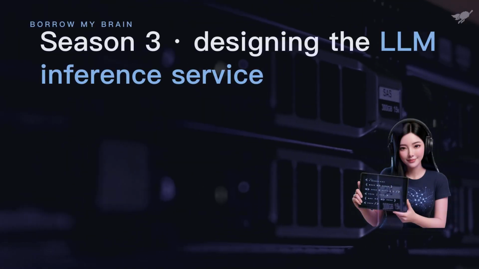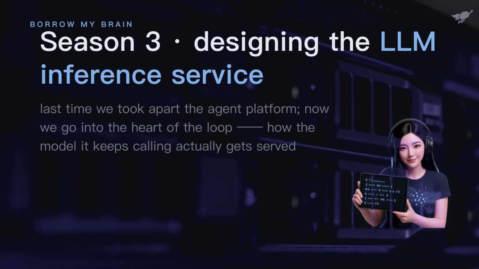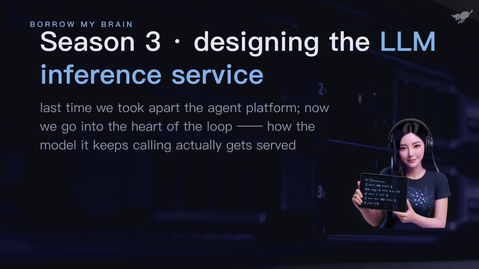Last episode, we took apart the agent platform. Strip away the buzzwords, and it's really just a while loop spinning around a big model, calling it over and over, round after round. Which raises the obvious question. That model it keeps calling, how does it actually get served in the first place? This episode, we climb inside the heart of that loop.